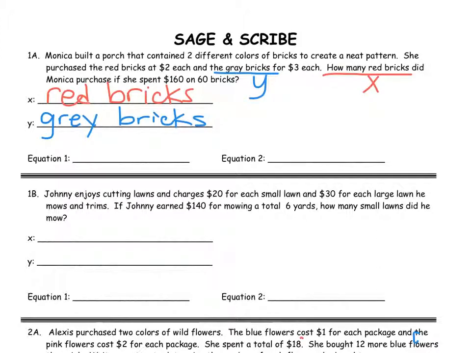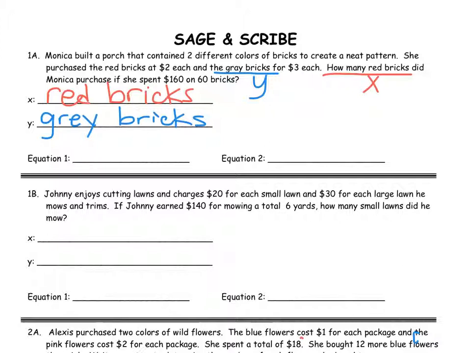Okay, so on this one, I saw the word red bricks first, so it got underlined and it got an X. Then I found gray bricks, it got underlined, it got a Y. If you did it opposite of that, that's perfectly fine as long as you know which stands for which. Okay, so now let's write the two equations.